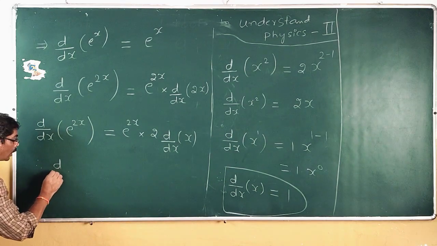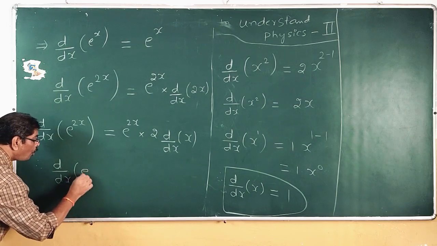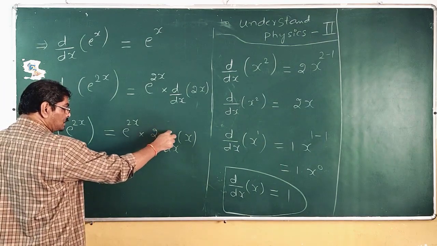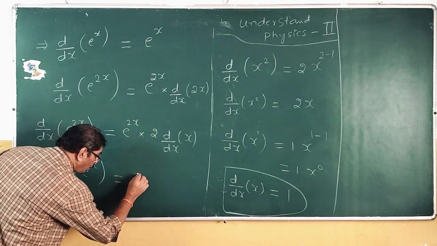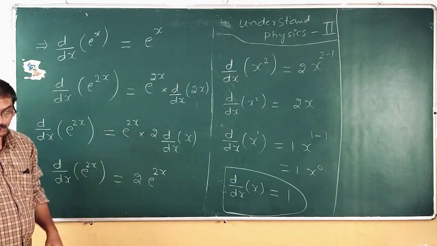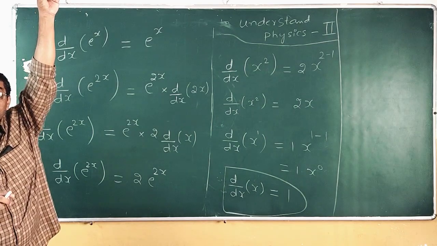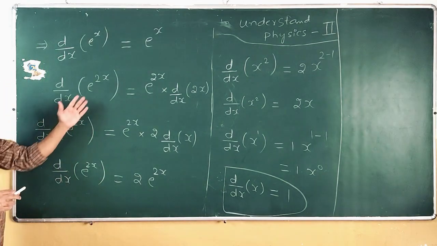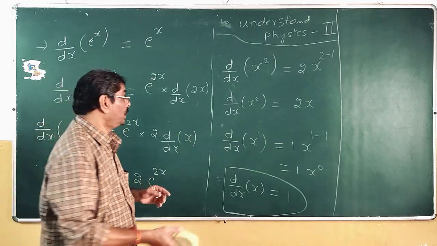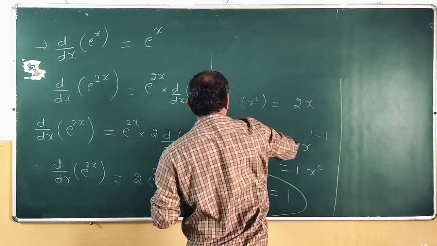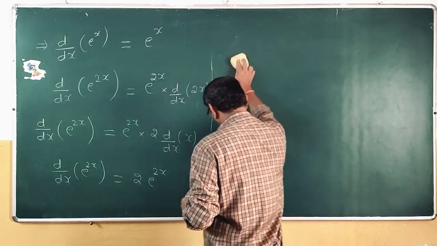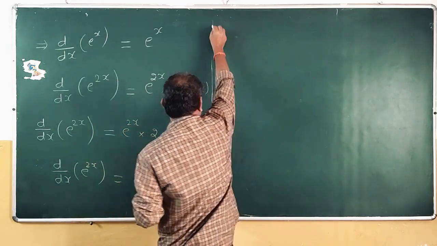So therefore, what do we get? d by dx of e power 2x will be numerically equal to, since d by dx of x is 1, 2 multiplied by e power 2x. So the differentiation of e power 2x will be numerically equal to 2 into e power 2x.